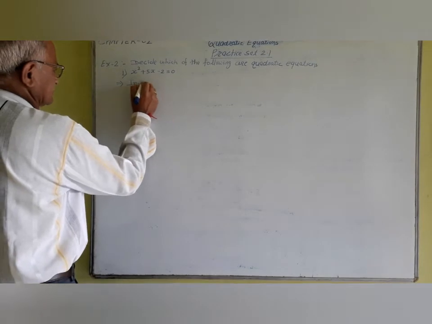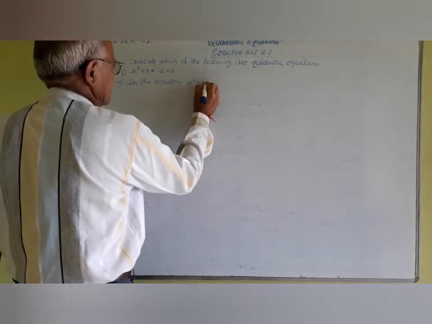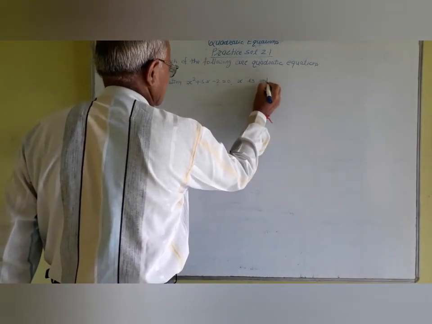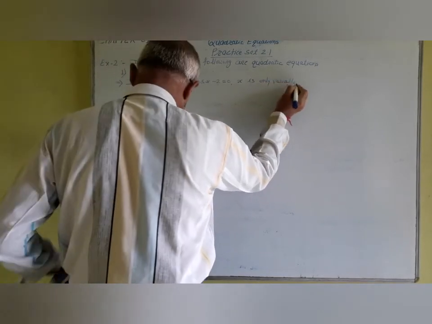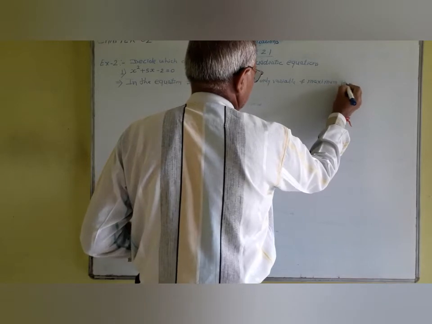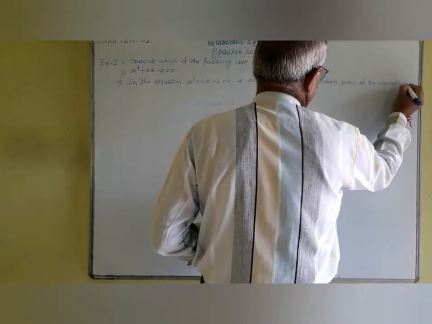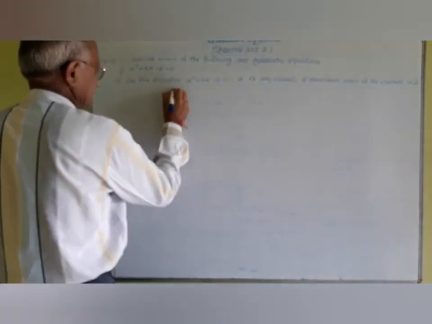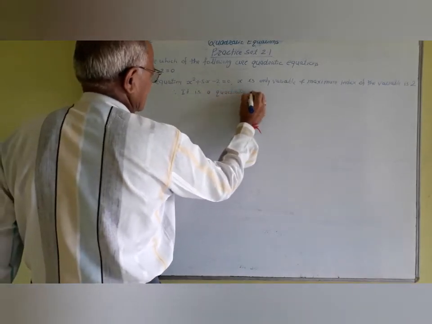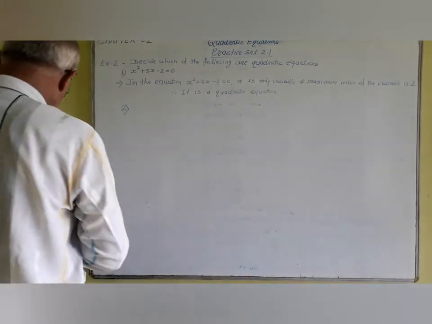In the equation x square plus 5x minus 2 is equal to 0, x is the only variable and the maximum index of the variable is 2, and therefore it is a quadratic equation.